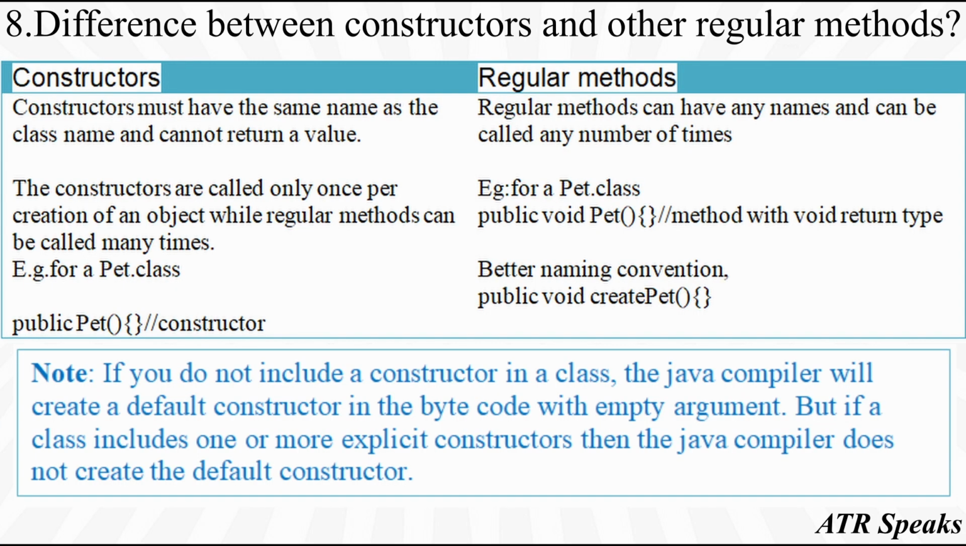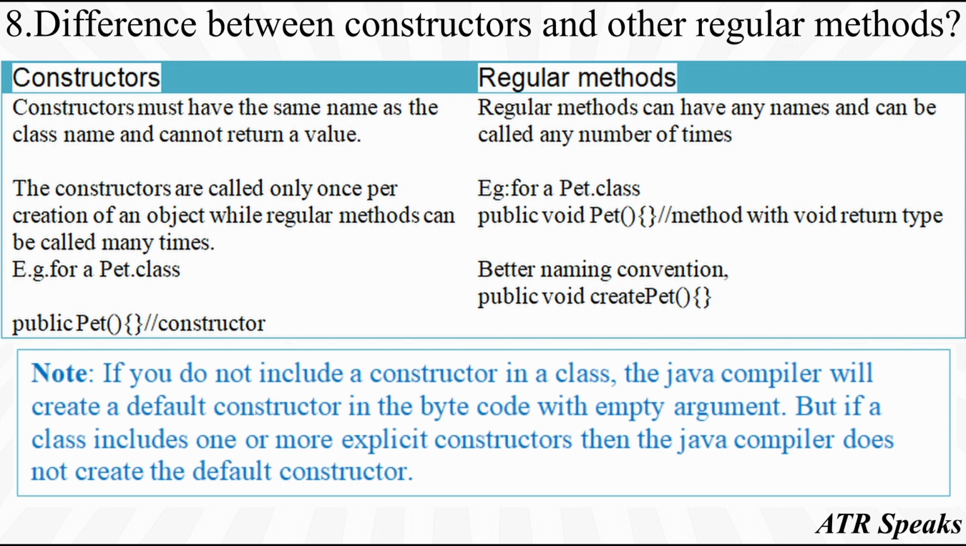Next question is, what is the difference between constructors and other regular methods? Constructors must have the same name as the class name and cannot return a value. Constructors are called only once per creation of an object, while regular methods can be called many times. Example, for a Pet class, a constructor can be defined as public Pet. Regular methods can have any names and can be called any number of times.